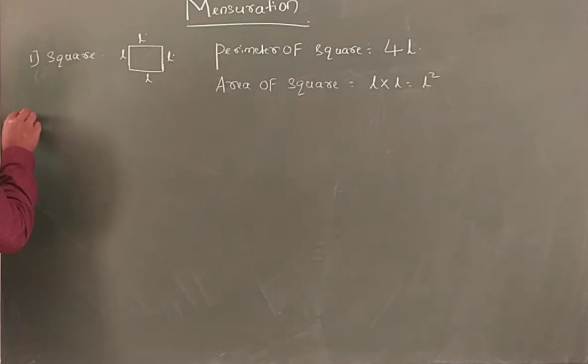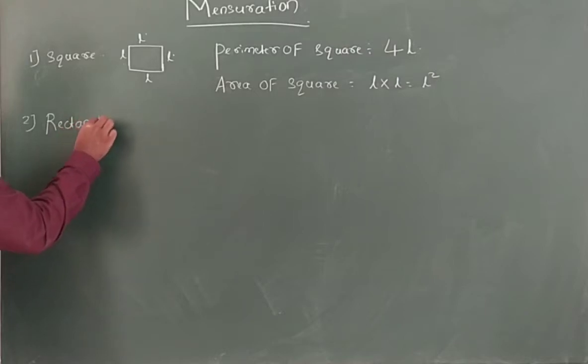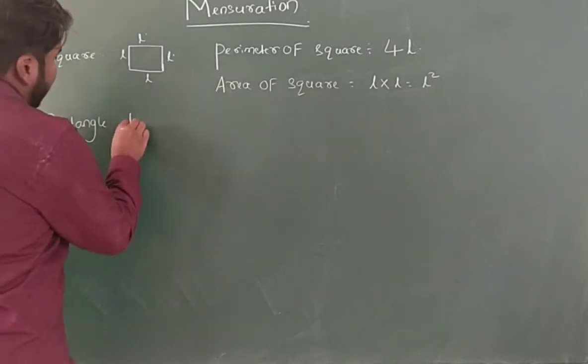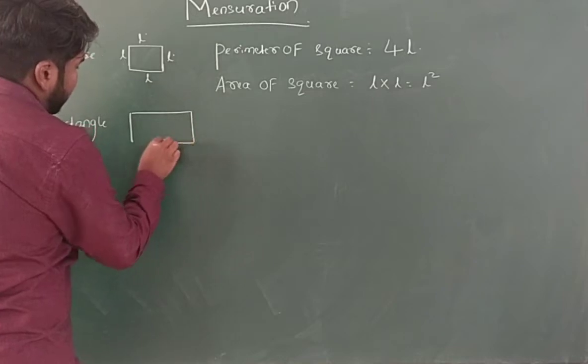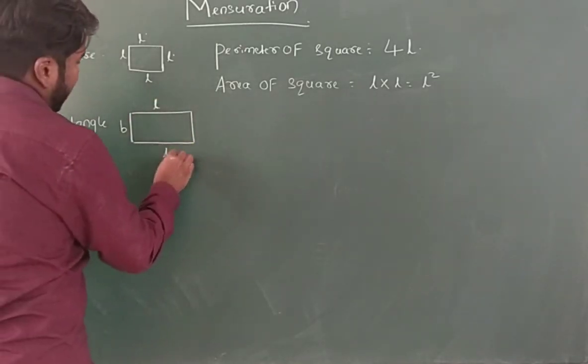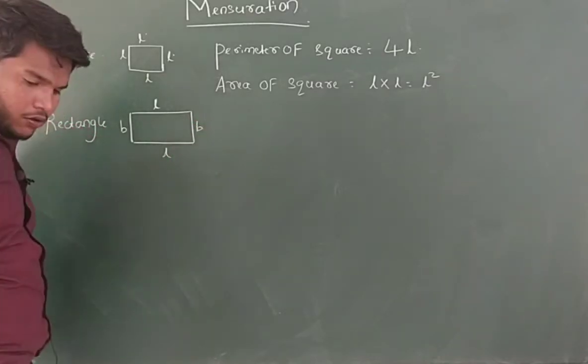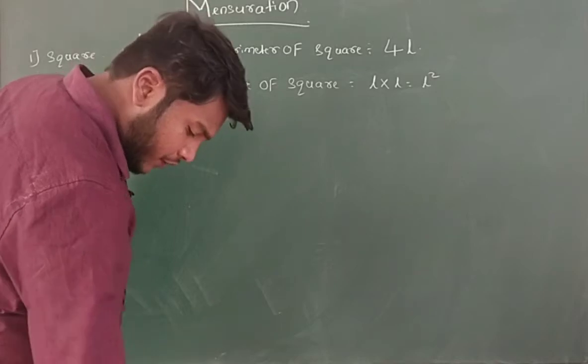Similarly, if you go with the rectangle, the second one, a rectangle. I'll draw the figure. This is L, this is breadth, again this is L, opposite sides are equal in a rectangle, and this is breadth.